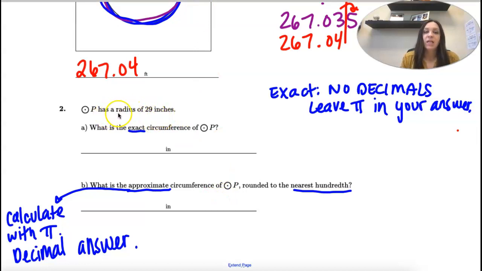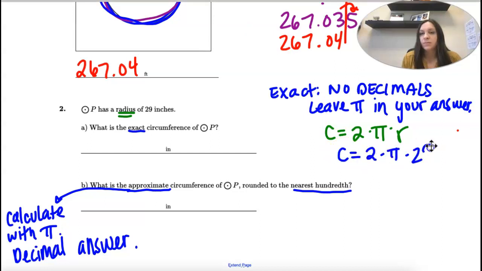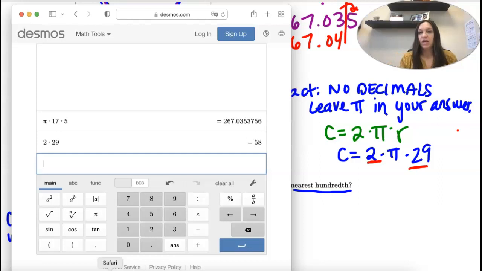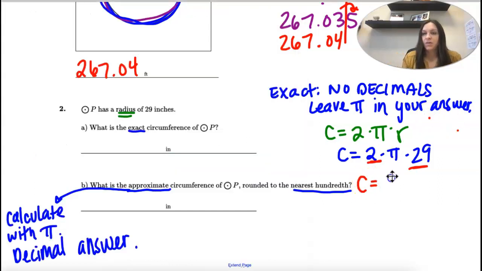Okay, so P has a radius of 29 inches, so we're going to use C equals 2 times pi times r, because we have r. Okay, so we're going to leave pi. Don't touch pi, just look at the numbers. 2 times 29, 58. So C equals 58 pi. That's our exact circumference.